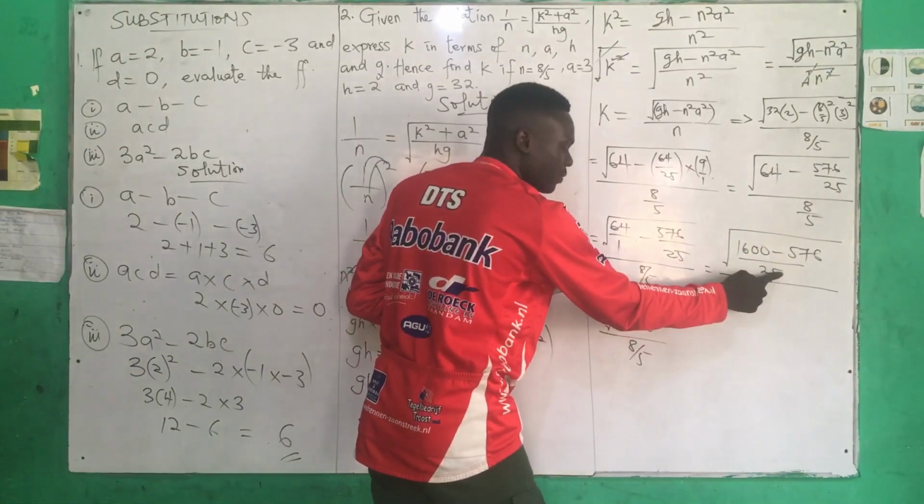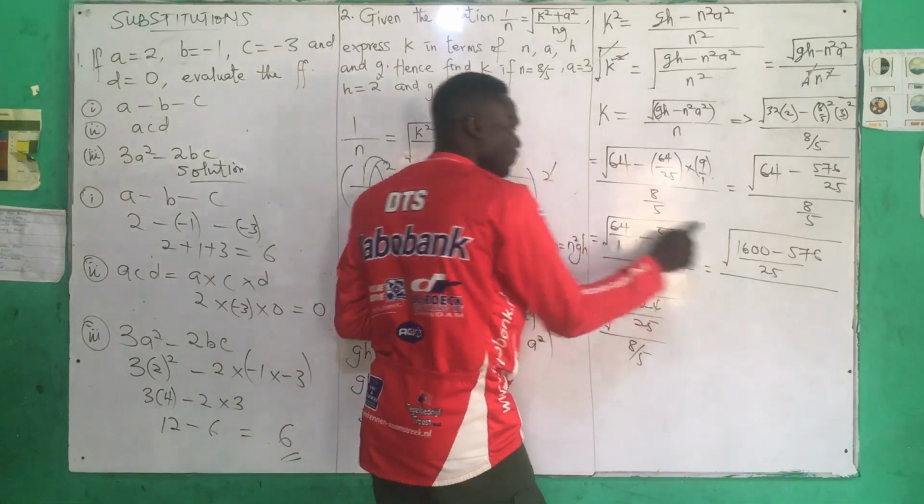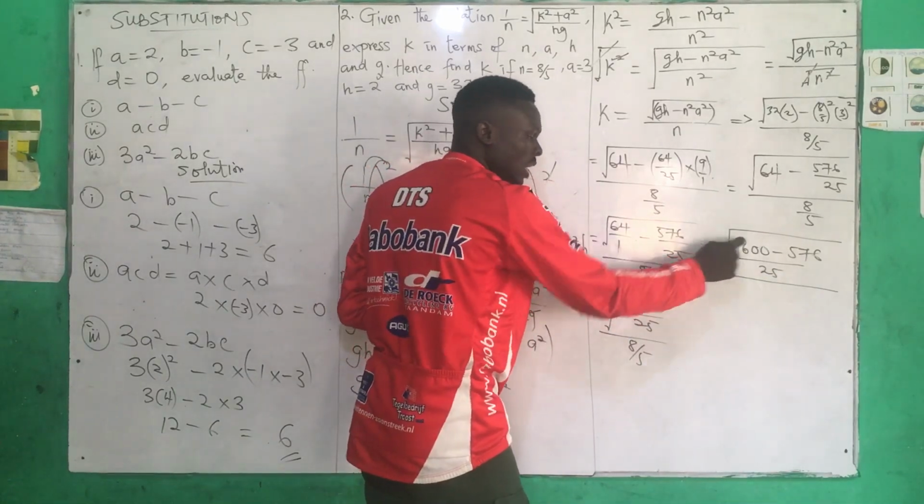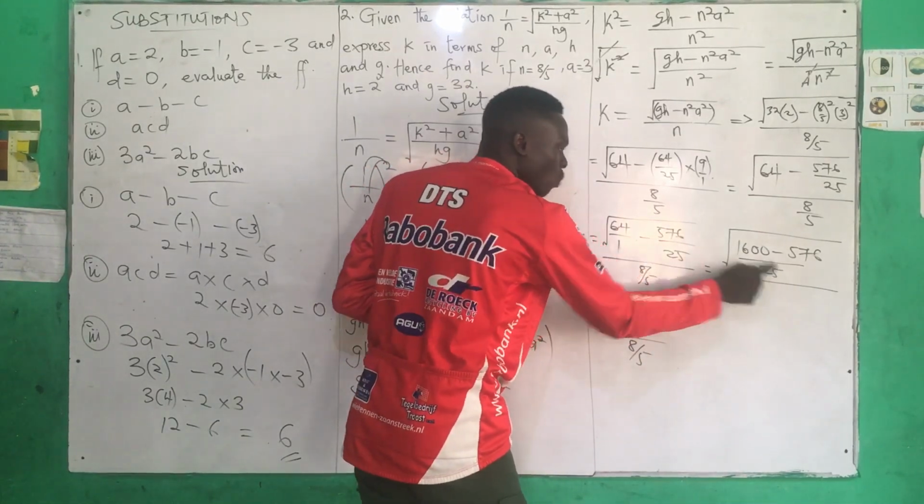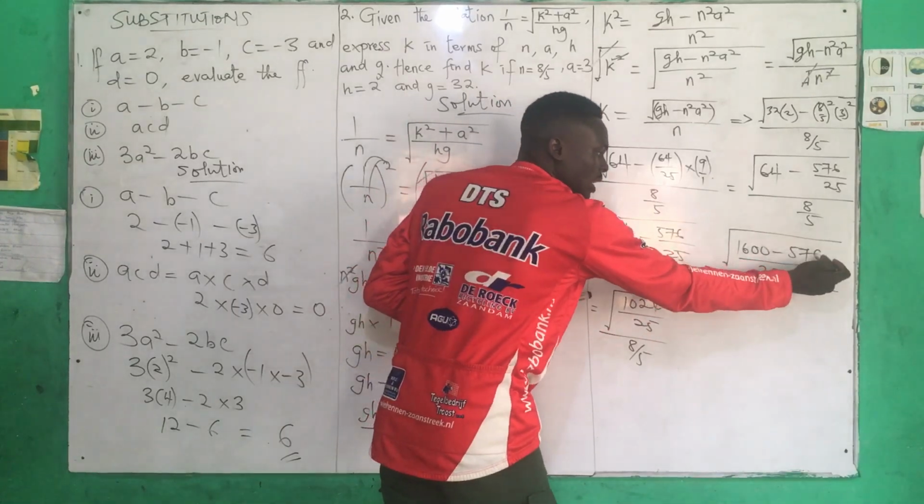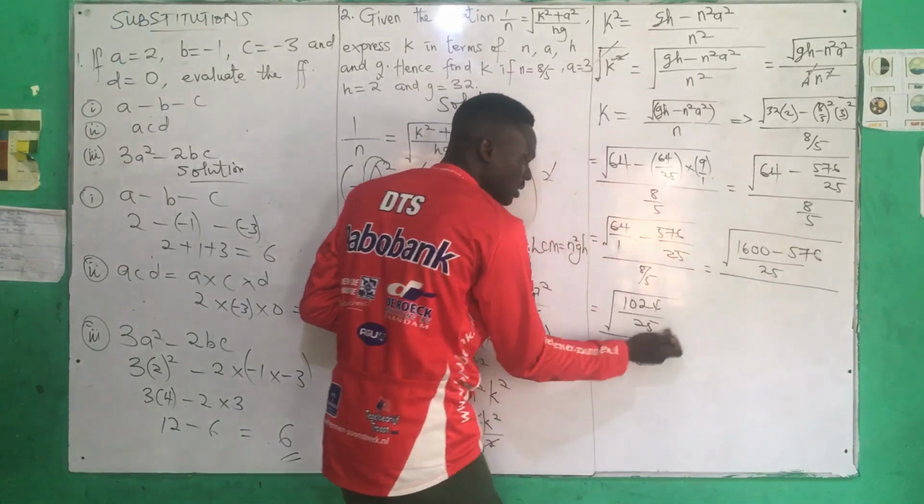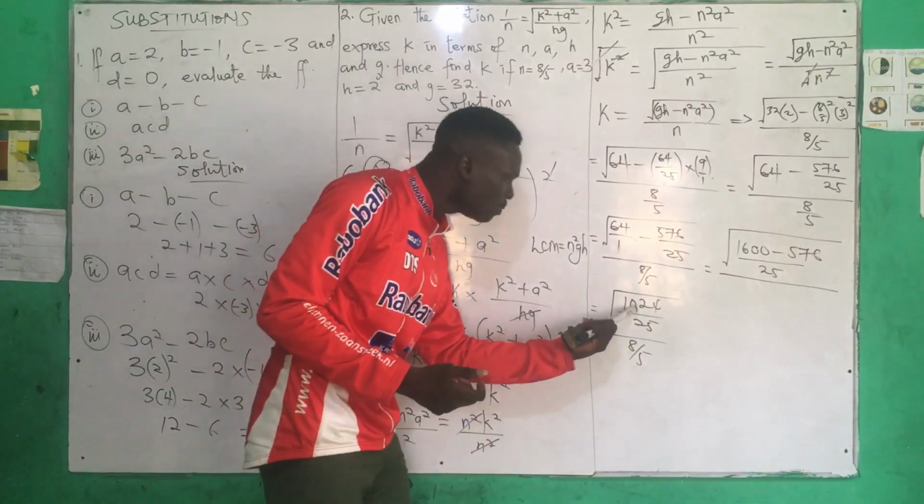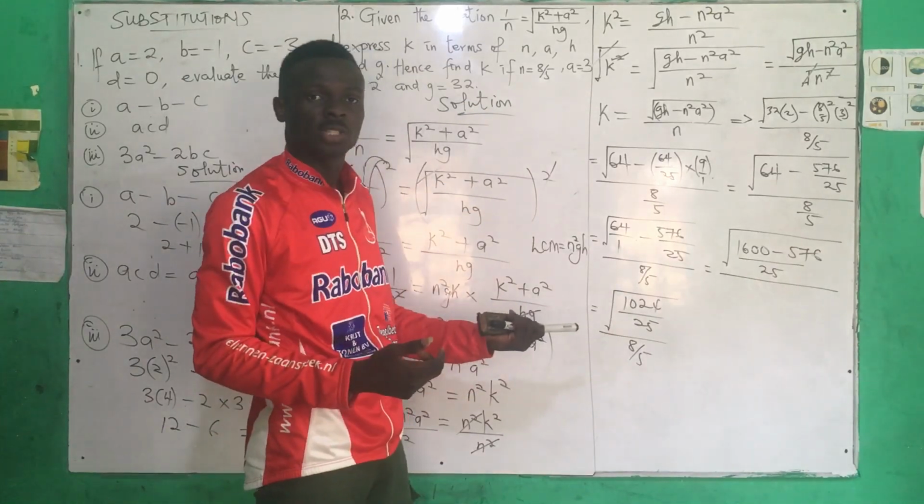LCM is 25. 1 here, 25. 25 times this will give you this value. Then 25 here, 1 times this will give you this value. Then you subtract. When you subtract, you have this. Now we are going to make use of the square roots here.